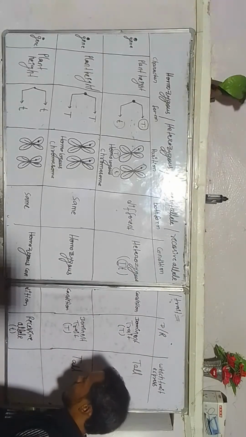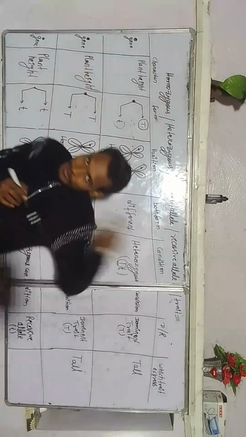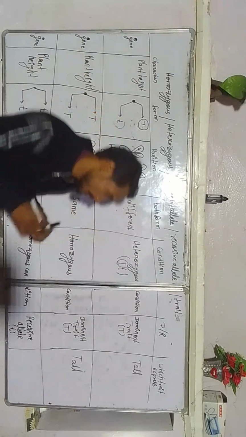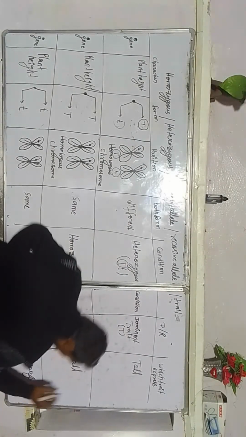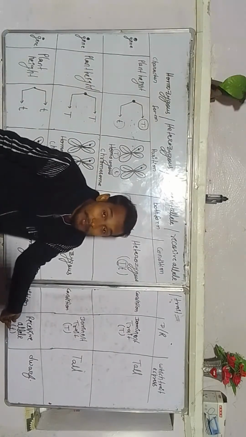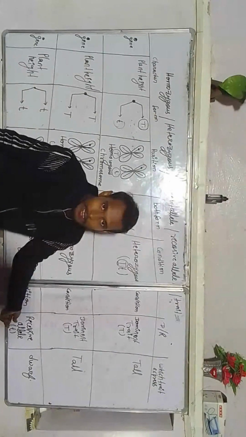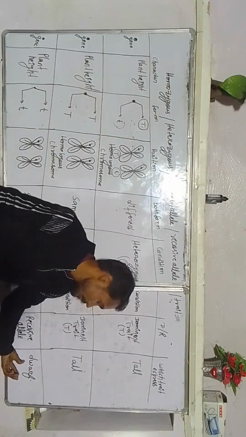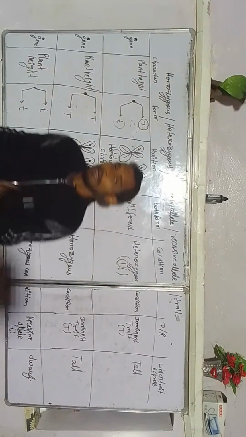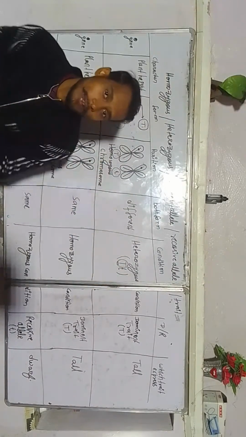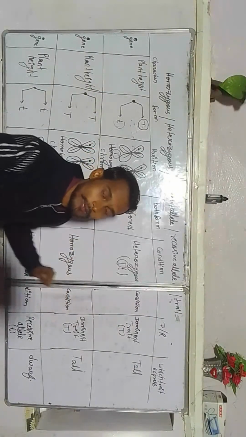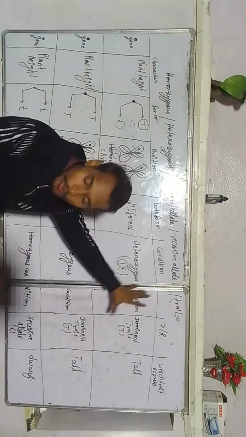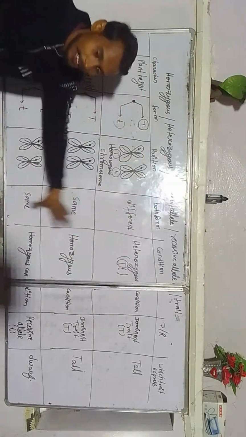So for the recessive allele, whenever a recessive allele comes in the offspring, then the offspring will be dwarf. The recessive trait is small t, so the offspring will be dwarf. You got it?